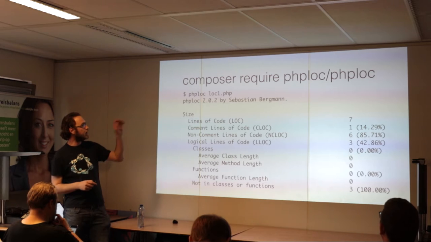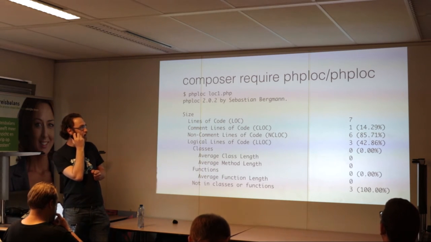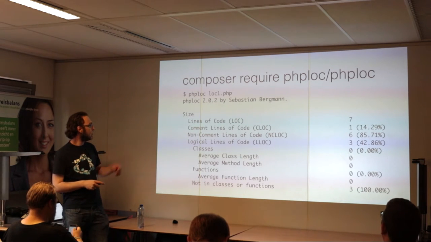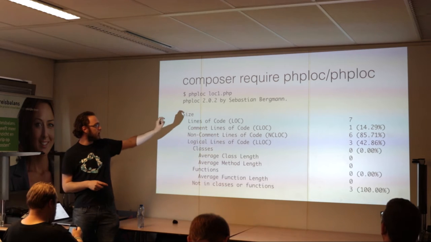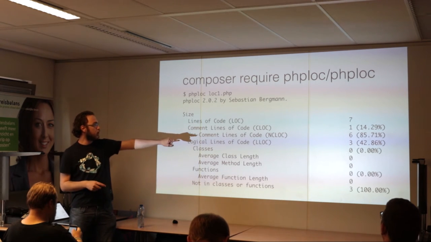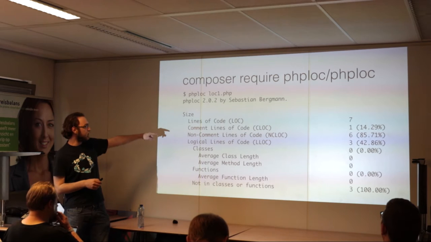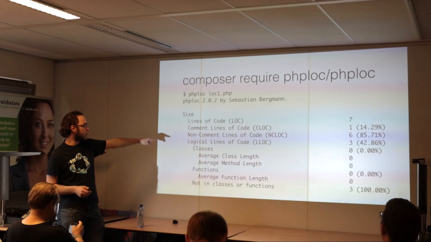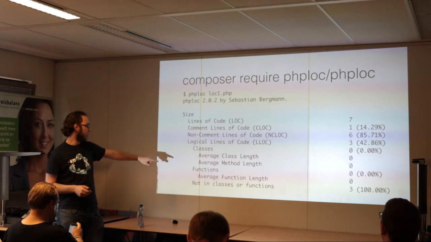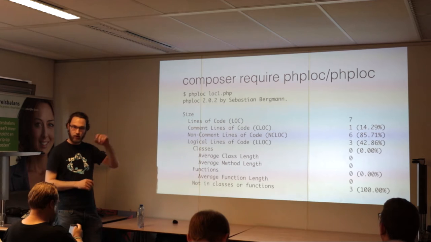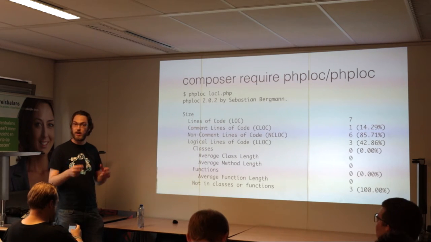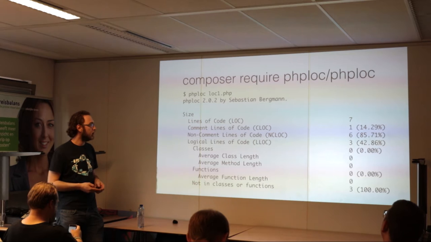So the package PHPLOC, you can require it with Composer. You could also do it with --dev to only have it in your dev environment. It prints out nice lists of all the lines of code, comments, logical lines of code. And if you go further than the simple examples that I had before, you have them per class, average class length, per function, and there's a whole list of those, including combinations of metrics that I will explain later on in this talk. You can have nice combinations of those that can say something about your code.